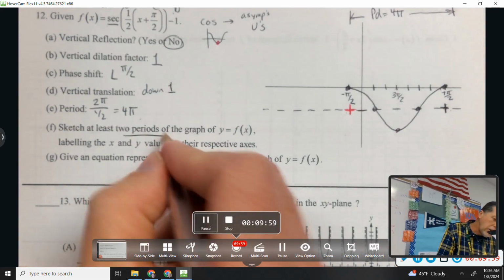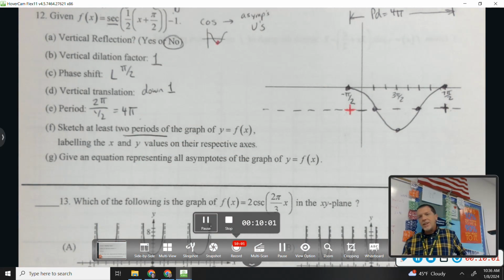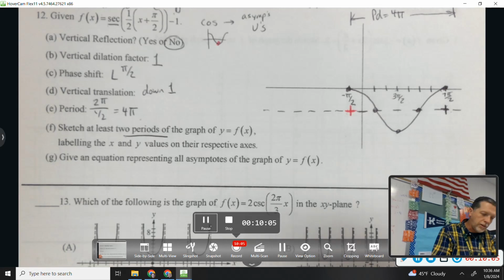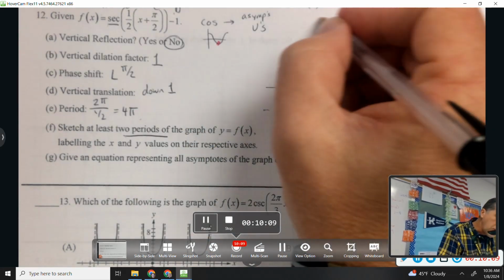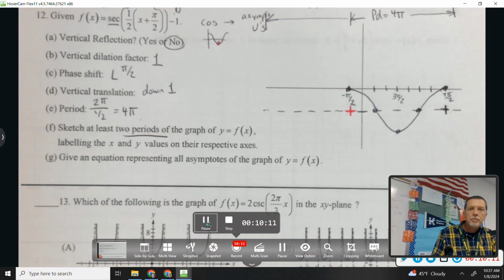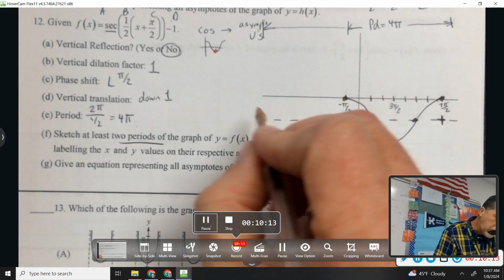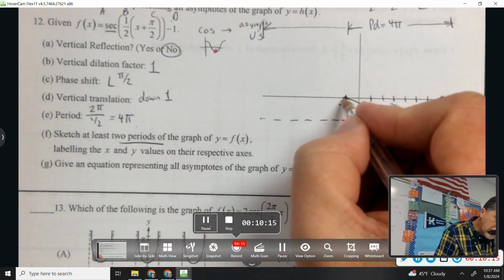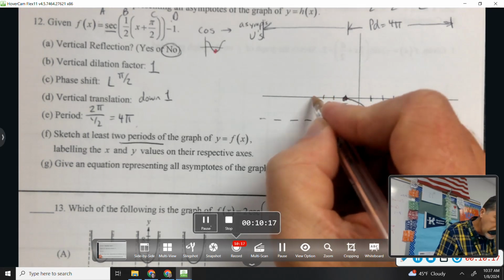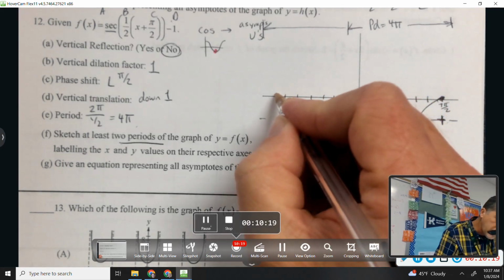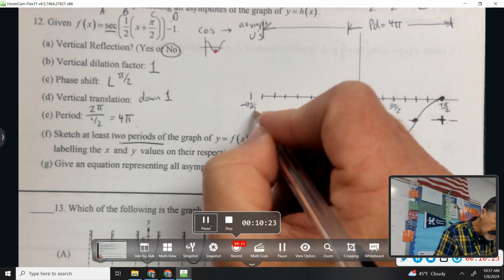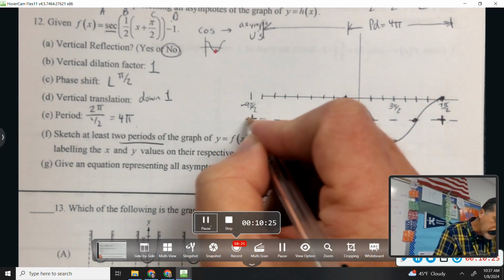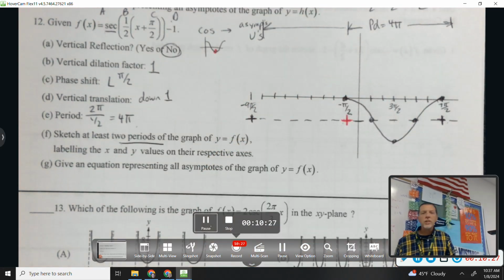Sketch 2 periods. Okay, well that's only one, so I need to sketch one more. I can either copy paste forward, although I'd run out of room, so I'm going to copy paste backwards. So I need to go backwards another 4 pi, which would put me at negative 9 pi. So 1, 2, 3, 4, 5, 6, 7, 8, 9. So there's another origin, another start over point.